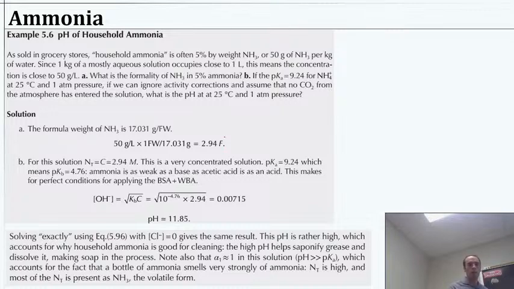Of course, we can find the formula weight, and using the formula weight, we can find the formula concentration. So then part B, we're going on to apply that pKa and apply that equation we were just taking a look at.